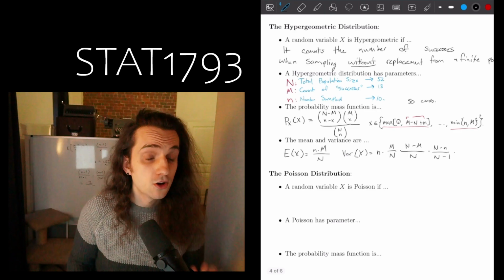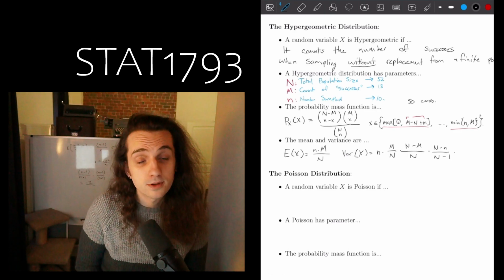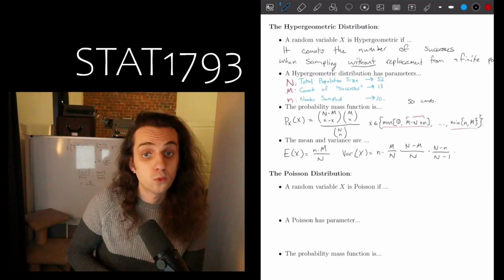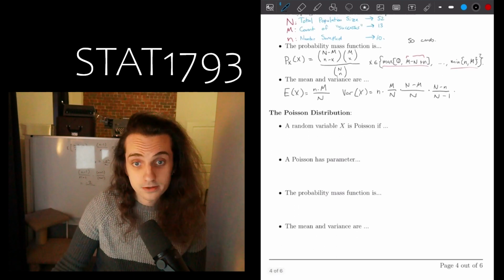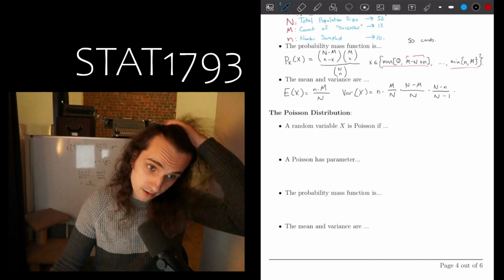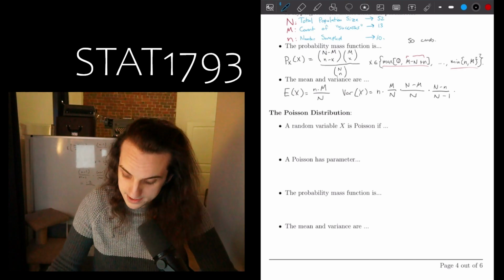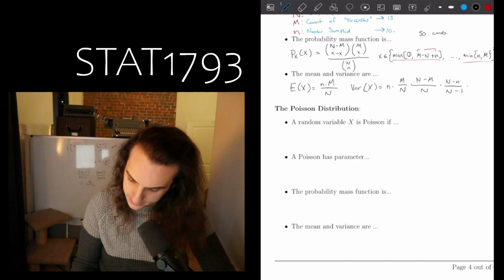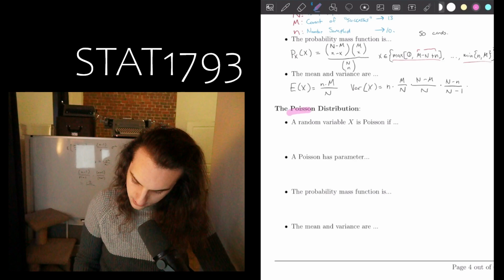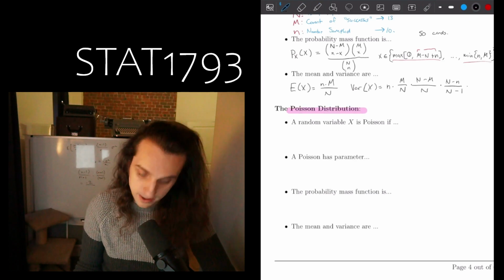But just know that in terms of when these arise, they arise whenever we're sampling without replacement. Okay. The last distribution that we want to look at, and again, we'll take a look at some examples of all of this as soon as we've seen this last distribution, is what's known as the Poisson distribution. And so the Poisson distribution is going to be even more different than the hypergeometric.